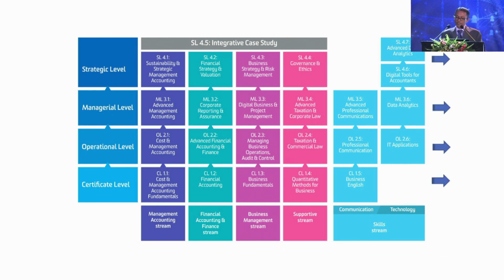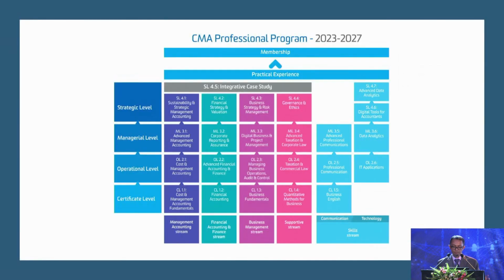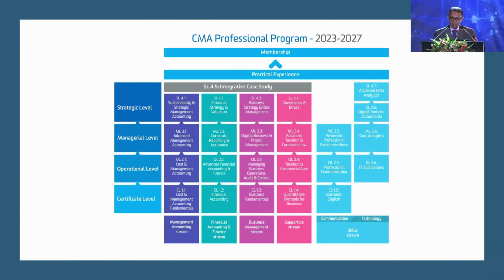In all these stages, there's an exit route. They will be awarded a separate certificate once they complete every stage. The CMA candidates can obtain practical experience, which we call PER, practical experience requirement, while they're studying and while they complete their program. With the practical experience, they can move towards membership, and that will be the completion of the CMA professional program.